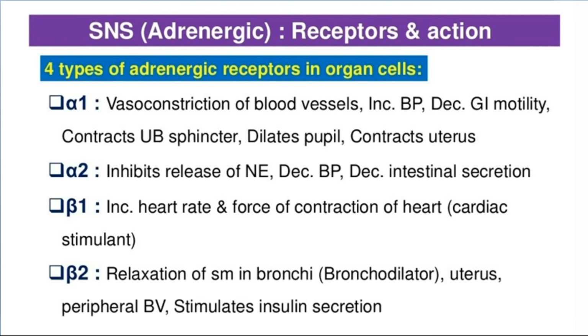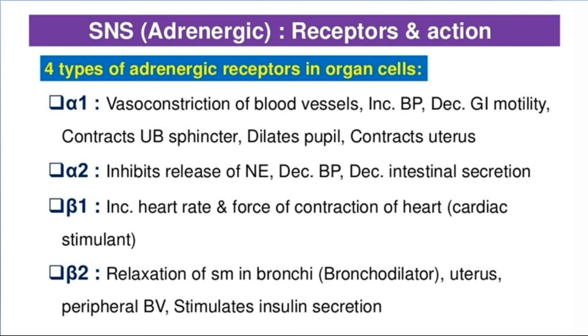SNS adrenergic receptors and action. Four types of adrenergic receptors in organ cells. These receptors are alpha 1, alpha 2, beta 1, beta 2. Alpha 1 present in the blood vessel, it leads to its constriction and it increases blood pressure, decreases GI motility, contracts urinary bladder sphincter, dilates pupil, contracts uterus.